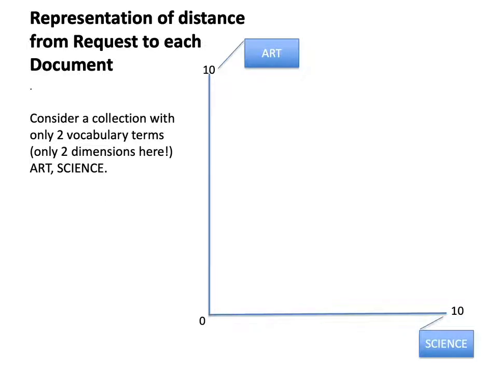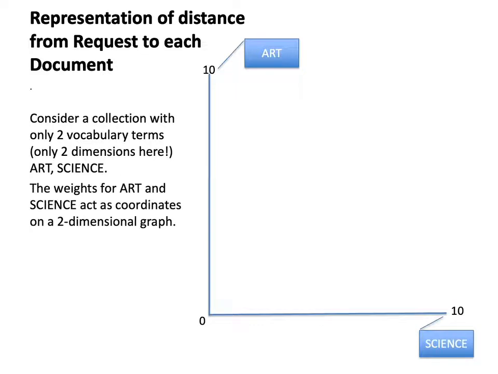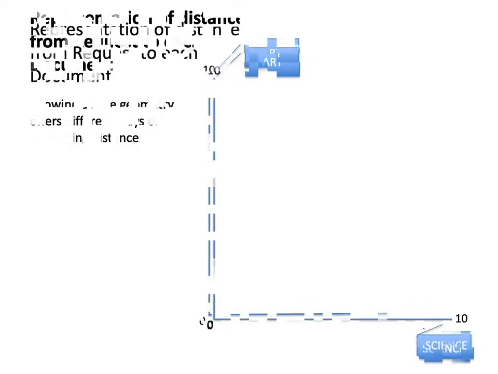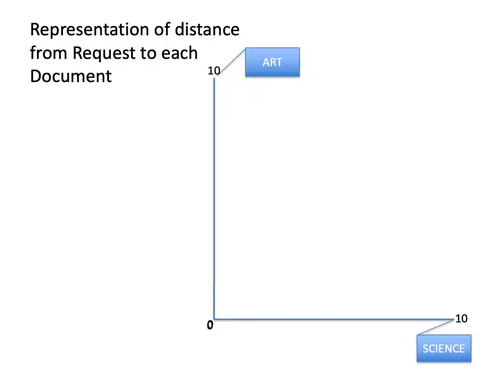We have our 2 axes, art and science, and the first document that's in the collection is described as science, and it's pretty far out on the science axis. So on a scale of 1 to 10, it has a value of 8. So we see it's moved over quite a ways to the right along the x-axis. It's a little bit about art, so it's up 3 on the art axis. So it's over 8, up 3.